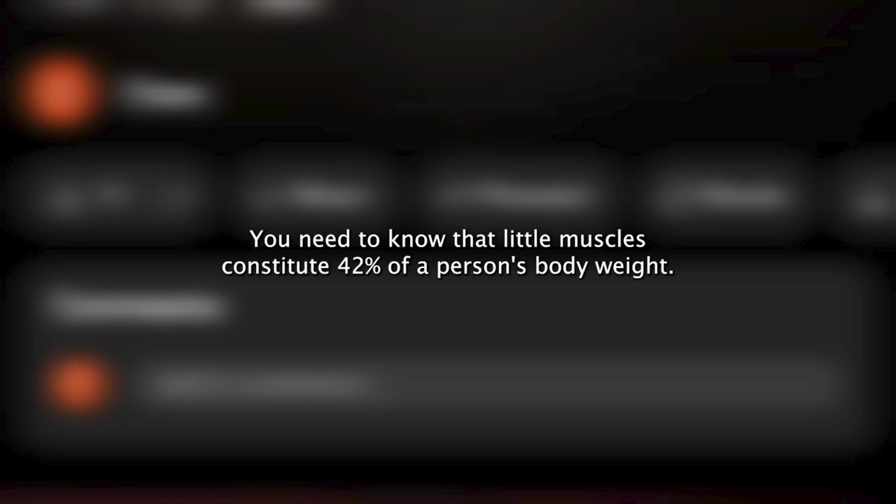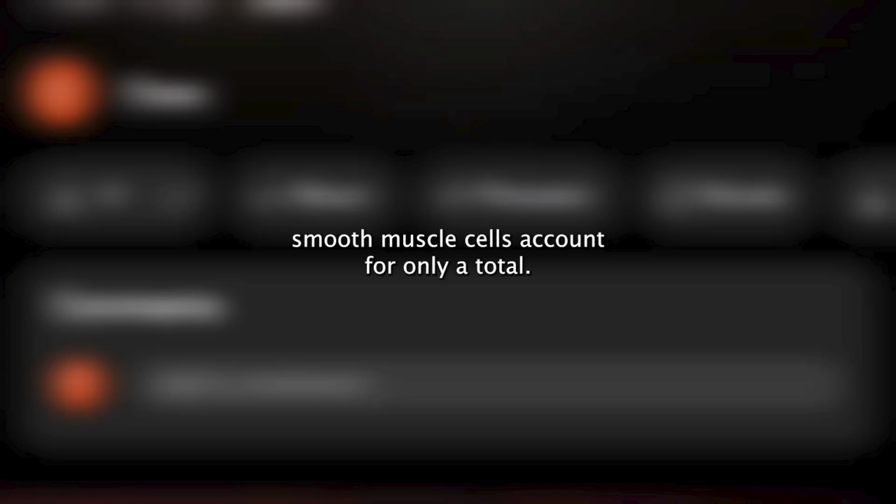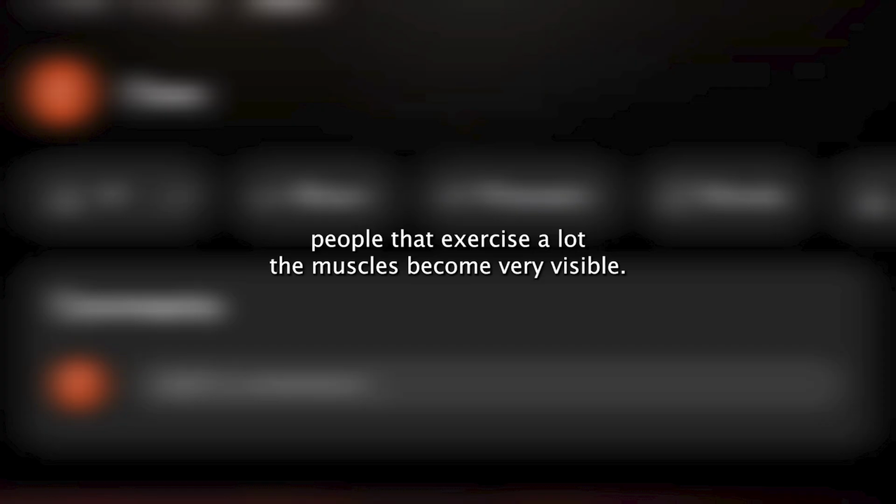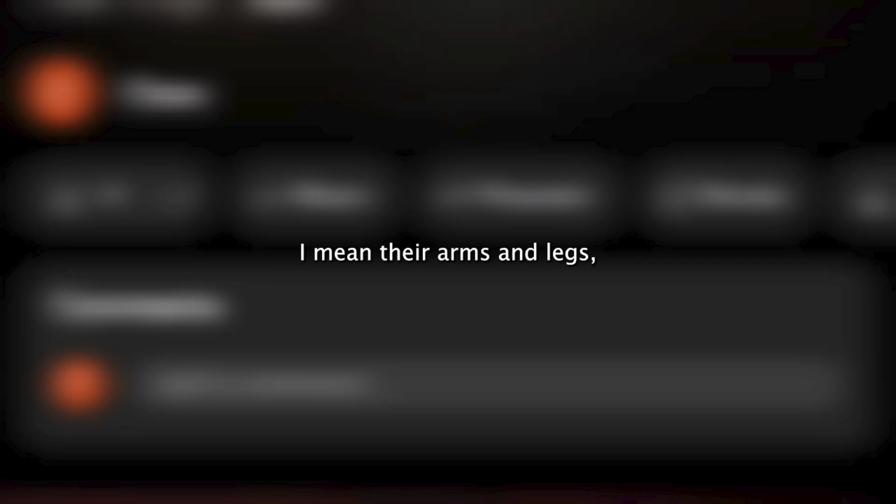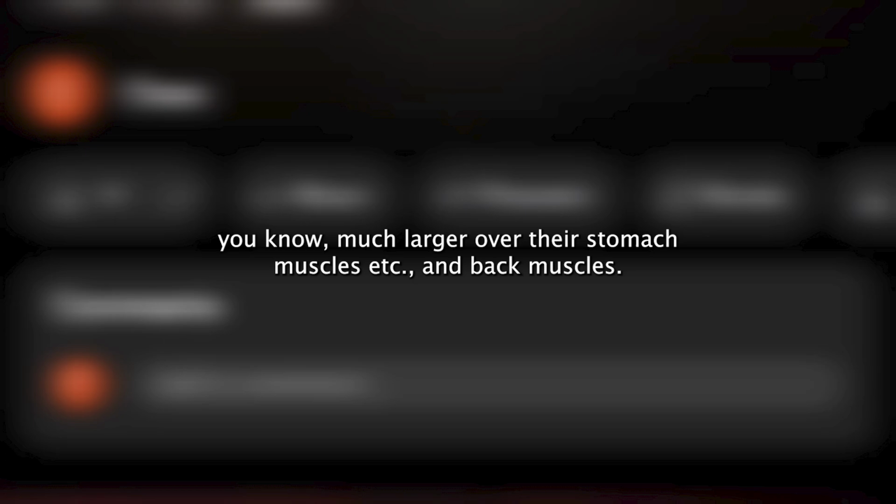Skeletal muscles constitute 40% of a person's body weight. I mean, that's significant. Cardiac and smooth muscles account for only a total, in other words, combined 3%. So you can see that the skeletal muscle is obviously the largest. And you know that. People that exercise a lot, their muscles become very visible. Their arms and legs become much larger, and their stomach muscles, back muscles, etc. So 40% is skeletal.